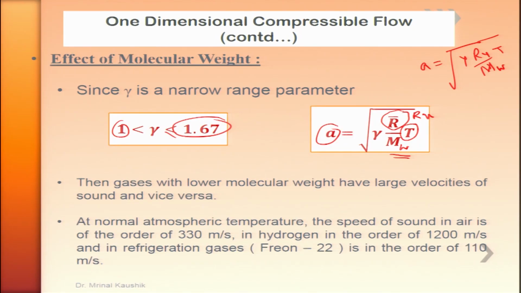However, from this discussion, what we note is that the speed of sound, as I said, in lighter gases is higher. Suppose I am using hydrogen in this compressor, then the speed of sound is something like 1200 meter per second. Whereas if I am using the heavier gases, let's say Freon 22 refrigeration gas, CHClF2, a chlorofluorocarbon, then in that case the speed is something like around 110 meter per second.